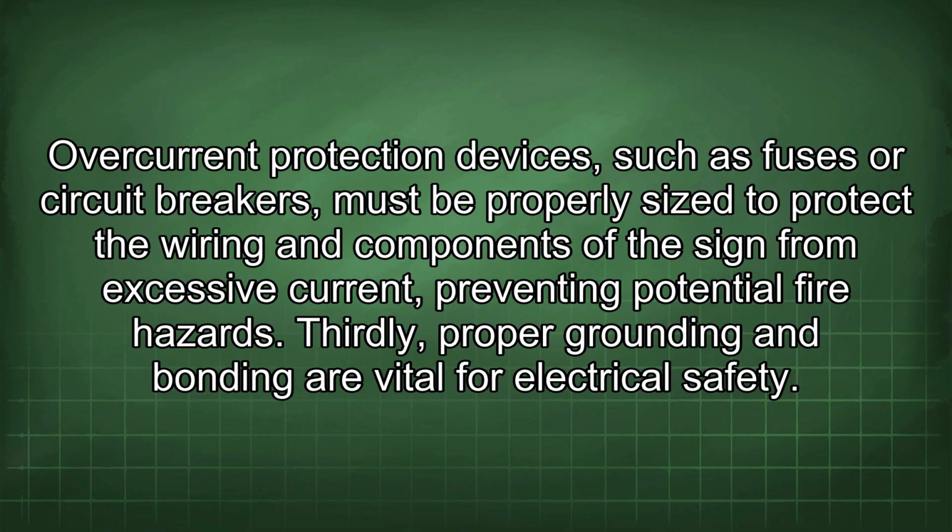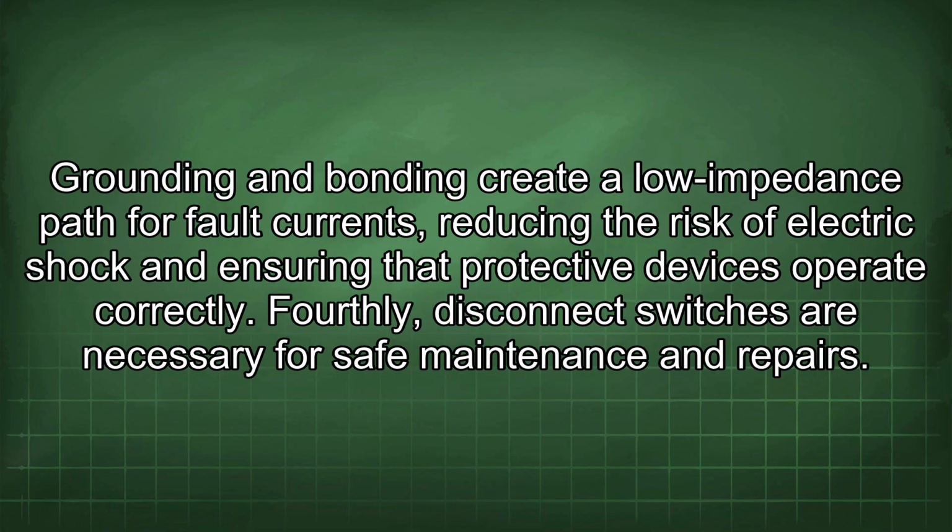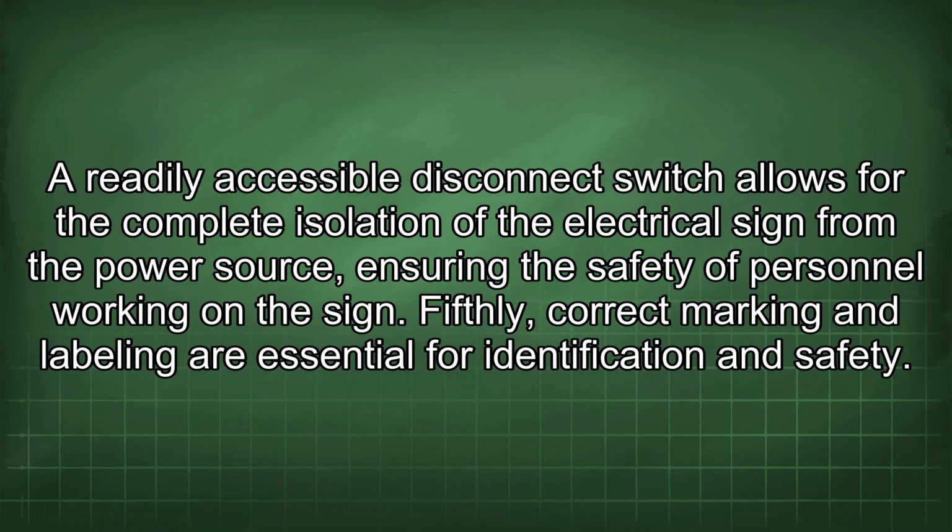Thirdly, proper grounding and bonding are vital for electrical safety. Grounding and bonding create a low impedance path for fault currents, reducing the risk of electric shock and ensuring that protective devices operate correctly. Fourthly, disconnect switches are necessary for safe maintenance and repairs. A readily accessible disconnect switch allows for the complete isolation of the electrical sign from the power source, ensuring the safety of personnel working on the sign.